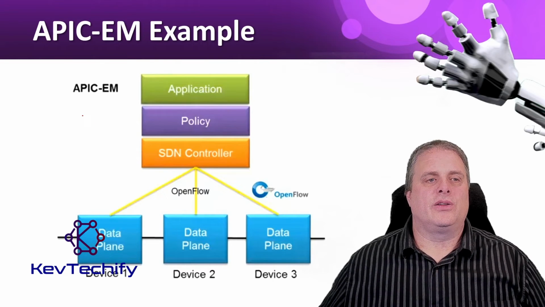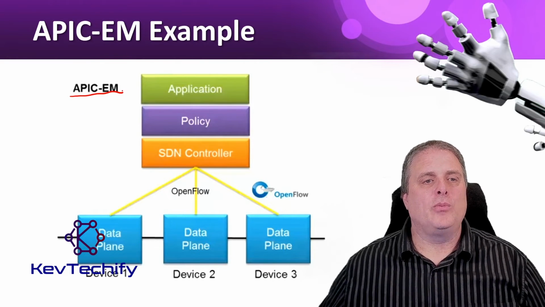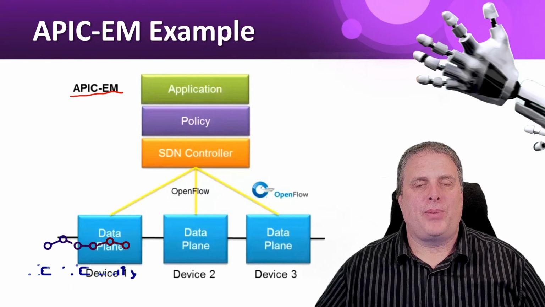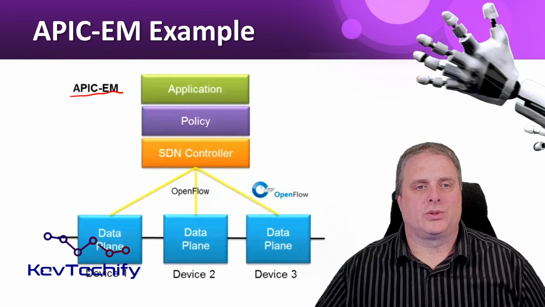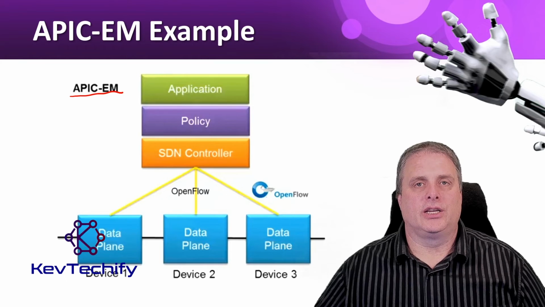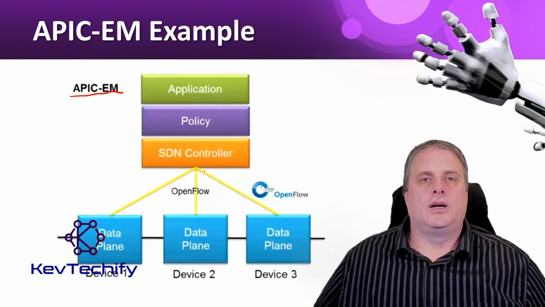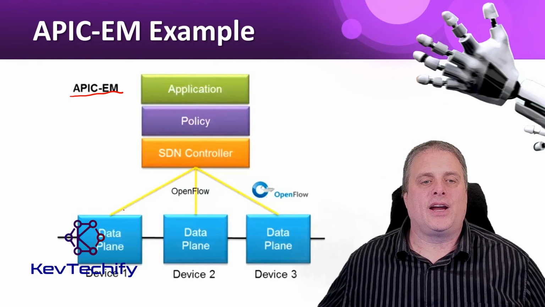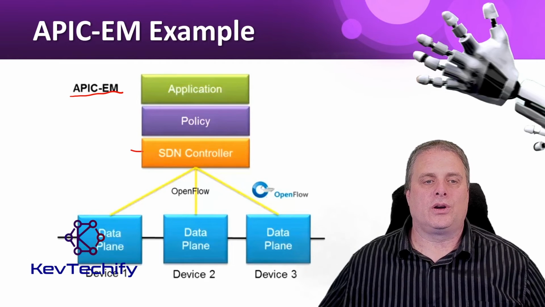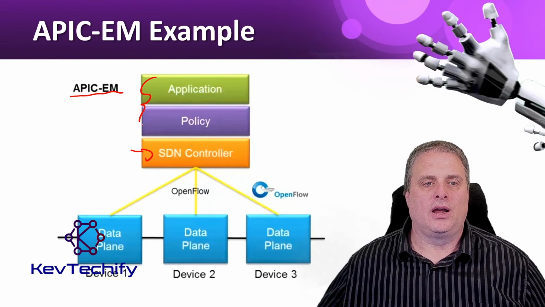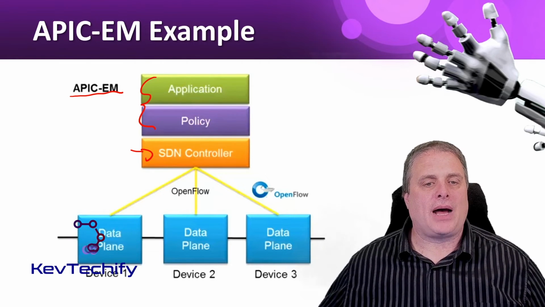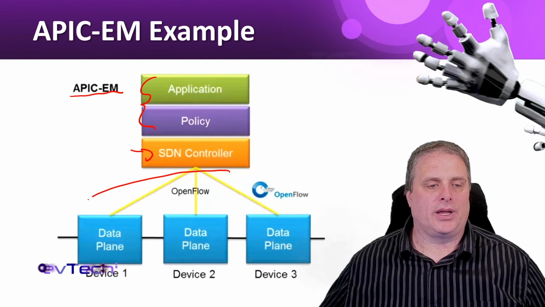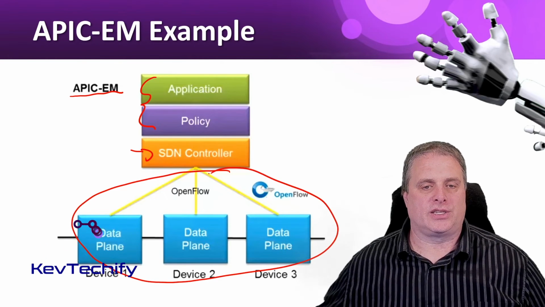Here we can see how the Cisco APIC-EM works. APIC-EM, enterprise module, is the SDN controller. That APIC enterprise module, the SDN controller, sits between our application and policy and the data planes of our devices.